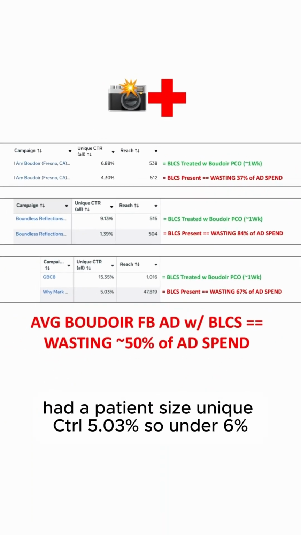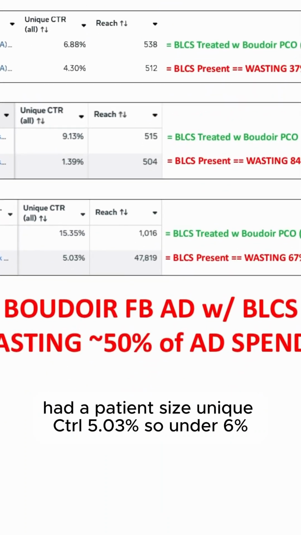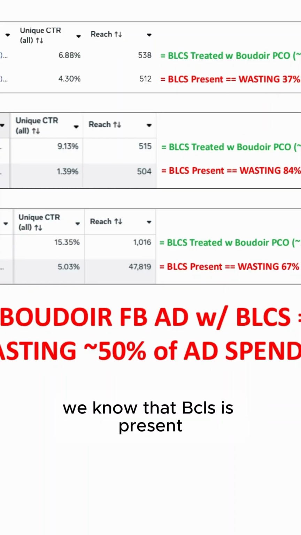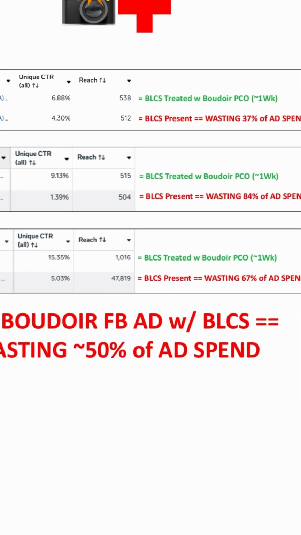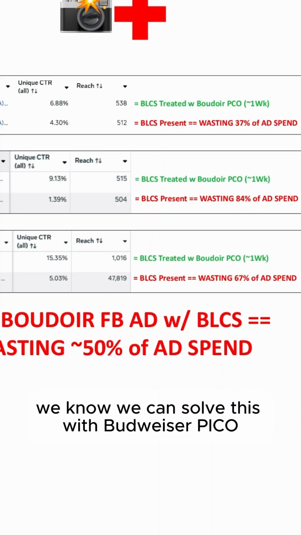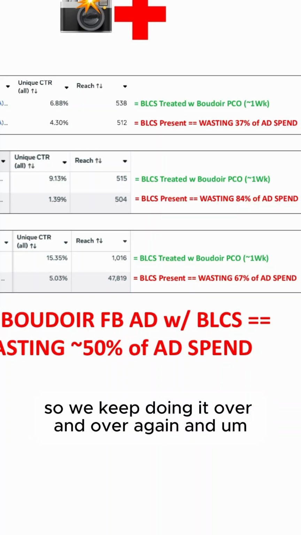Finally, we had a patient whose unique CTR all was 5.03%. So under 6%, we know that BLCS is present. We know there's improvements here. We know we can solve this with Boudoir Pico. So we keep doing it over and over again.